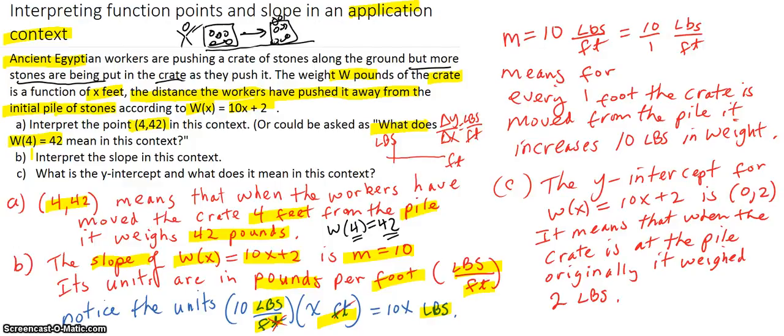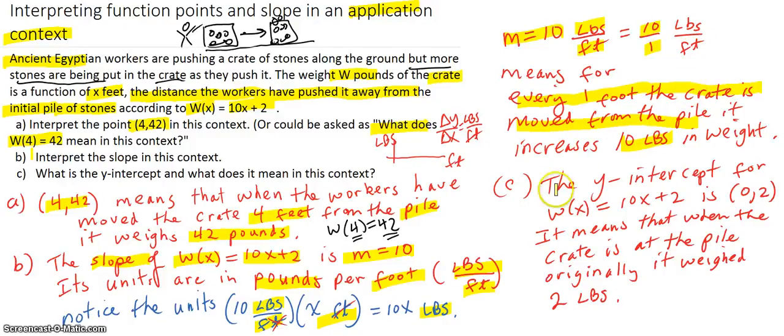So up here, the slope is 10 pounds per foot. And 10 you can write as 10 over 1 pounds per foot. So this means that for every 1 foot the crate is moved from the pile, it increases 10 pounds in weight. 10 to 1. 10 pounds per 1 foot.